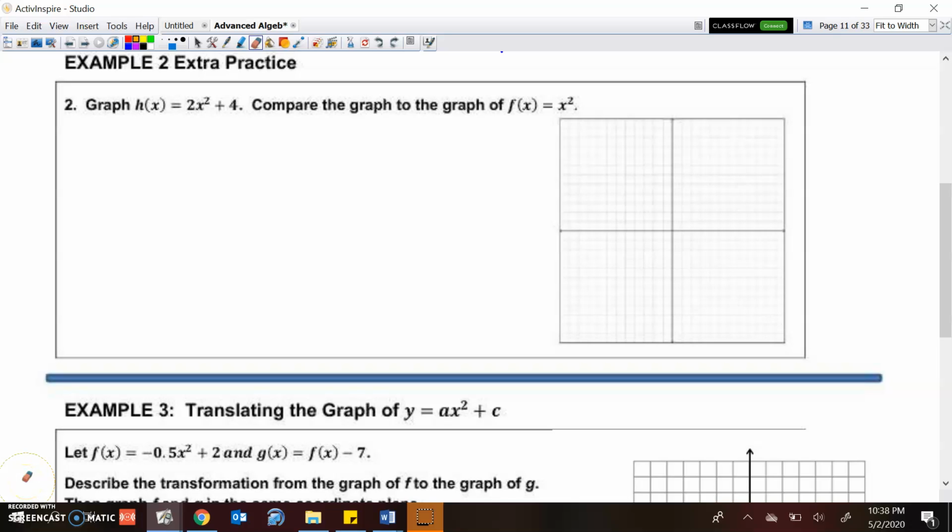All right, so let's finish up with this last one. Thanks for stopping back in. We're going to graph h of x and compare it to the graph of f of x.